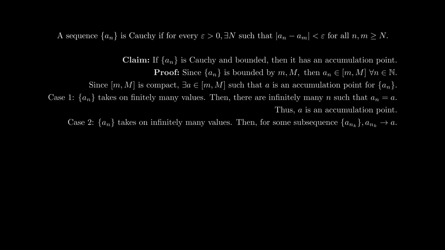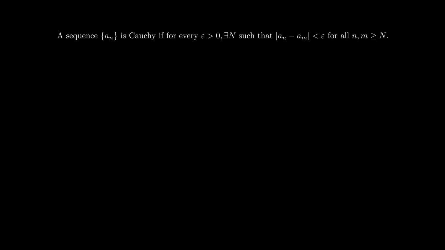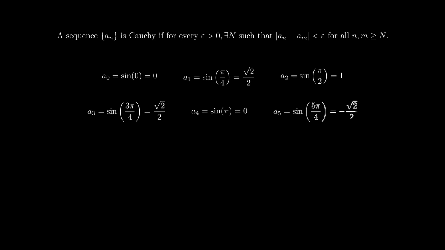Back to finitely many values, let's take a look at the sequence a sub n, where a sub n equals the sine of n times pi over 4. Take a look at the first few values of the sequence: 0, root 2 over 2, 1, root 2 over 2, 0. Notice a pattern? Maybe it'll help to graph it.